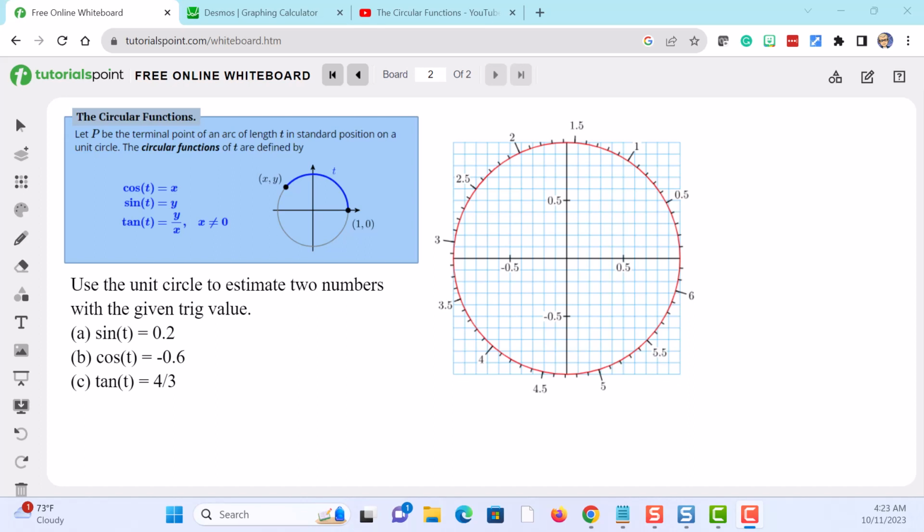In this video, we're going to use the unit circle to estimate two numbers with a given trig value. Let's start with part A. We have sine of t is equal to 0.2.